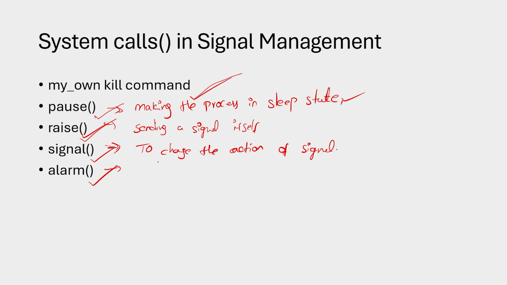Next, alarm. The alarm system call is used to set an alarm for delivering a signal. In the last class, we discussed this alarm, and we saw many situations of how to handle the alarm signal. These are the important system calls in signal management.